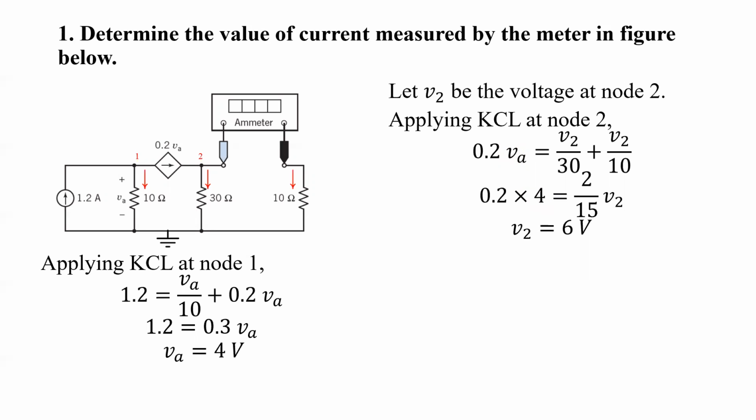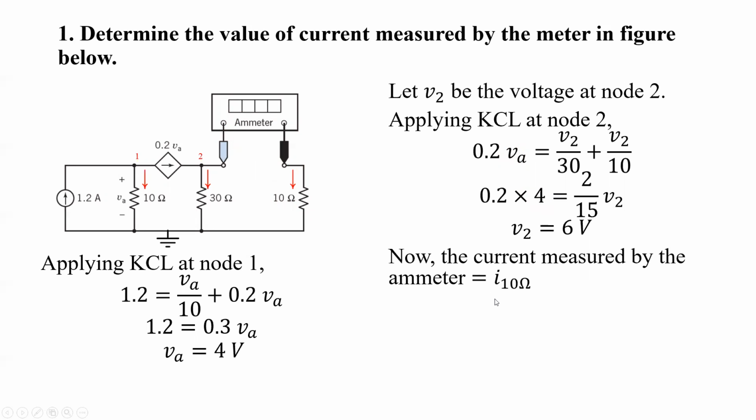Now, in order to find the current through the 10 ohm resistor, which is the same as the current measured by the ammeter, we'll use this formula. Current through the 10 ohm resistor equals V2 divided by 10, I equals V by R. So the voltage is V2 minus 0 actually, since this is grounded. So finally we'll get 0.6 ampere.